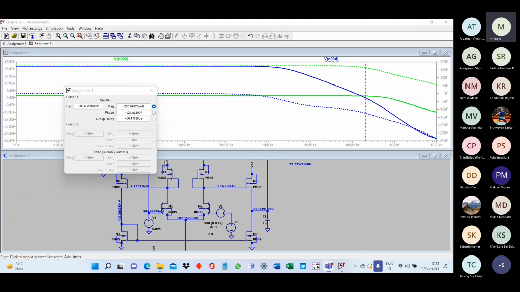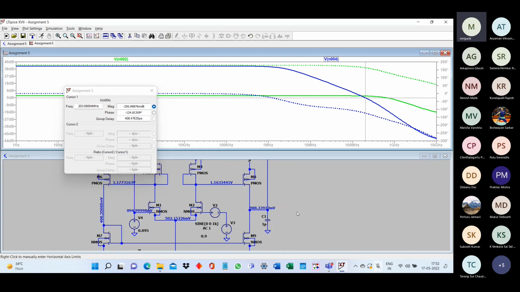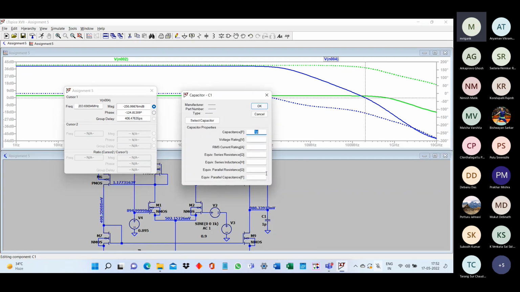Phase is 124.5 degrees. So now we have 125, 125. So this is pretty safe, right? We have more than 55 degrees of phase margin, which is quite okay in this case. Here you may have an option of reducing the capacitance a little bit rather than keeping 1 picofarad. We can go for slightly lower capacitance.